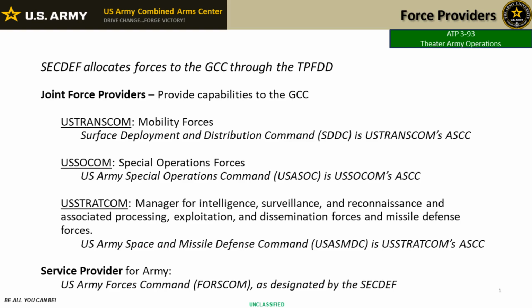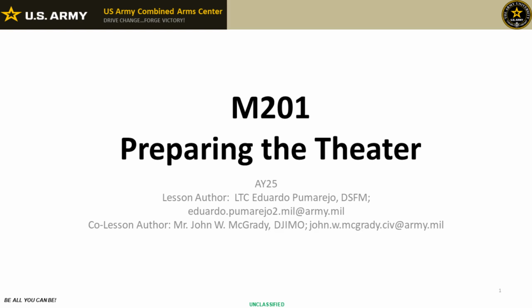Force providers allocate forces to the GCC through the TIP FID, detailing the roles of various service providers. This chart shows a list of force providers from functional commands with functional ASCCs. The Army currently has 4 functional ASCCs. This has been part 1 of a 2-part overview of M201, Preparing the Theater. In part 2, we will dig deeper into setting the theater.